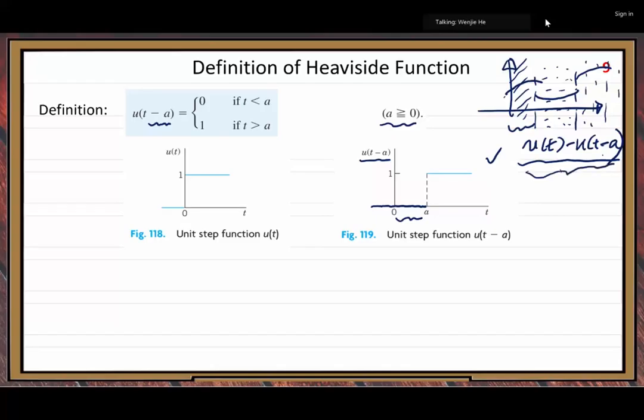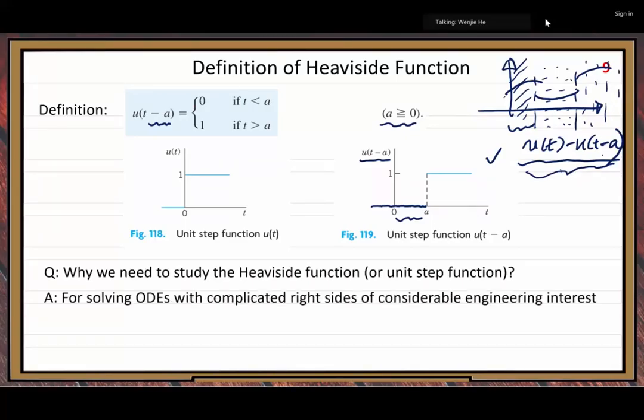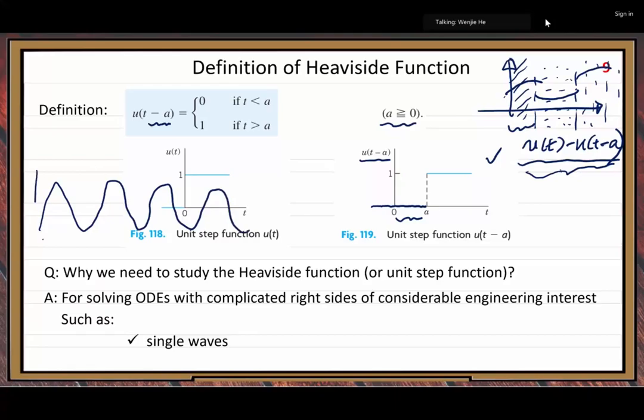Question: why do we need to study the Heaviside function or unit step function? For solving ODEs with complicated right sides of considerable engineering interest, such as single waves. A wave usually has a function like that, but for a single wave you only have this part, then the remaining part is gone. So remove the remaining part. Single wave.